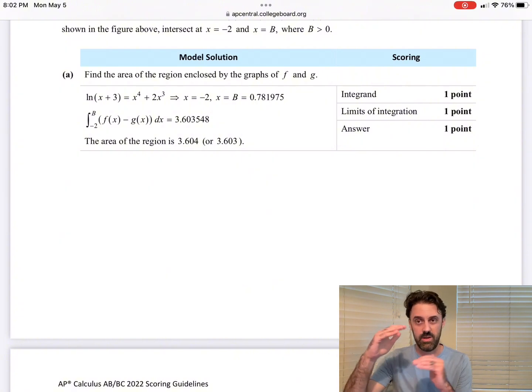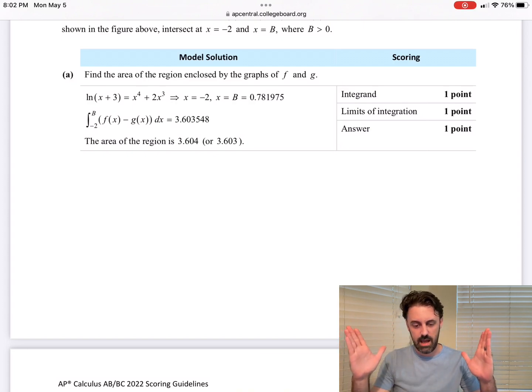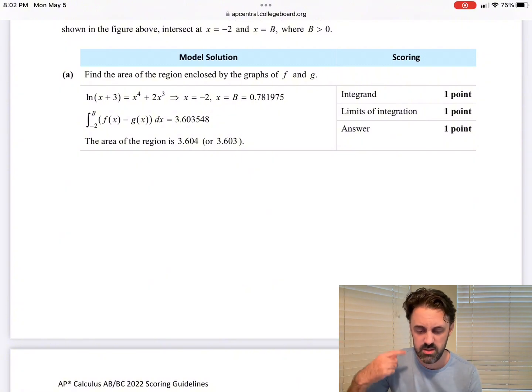If you're not sure which one's which, we want an absolute value around the whole thing. It could be inside the parentheses, it could be outside, but I would probably put it outside the entire integral, including the dx. All right, so you get 1 point for setting up the integral correctly, so a definite integral of f of x minus g of x dx. A second point if your bound is correct, if the upper limit is correct, the value of b. And a third point for the answer here. All right, so that was, I think, 3 relatively easy points. Sometimes you make little mistakes, but relatively easy on part A.